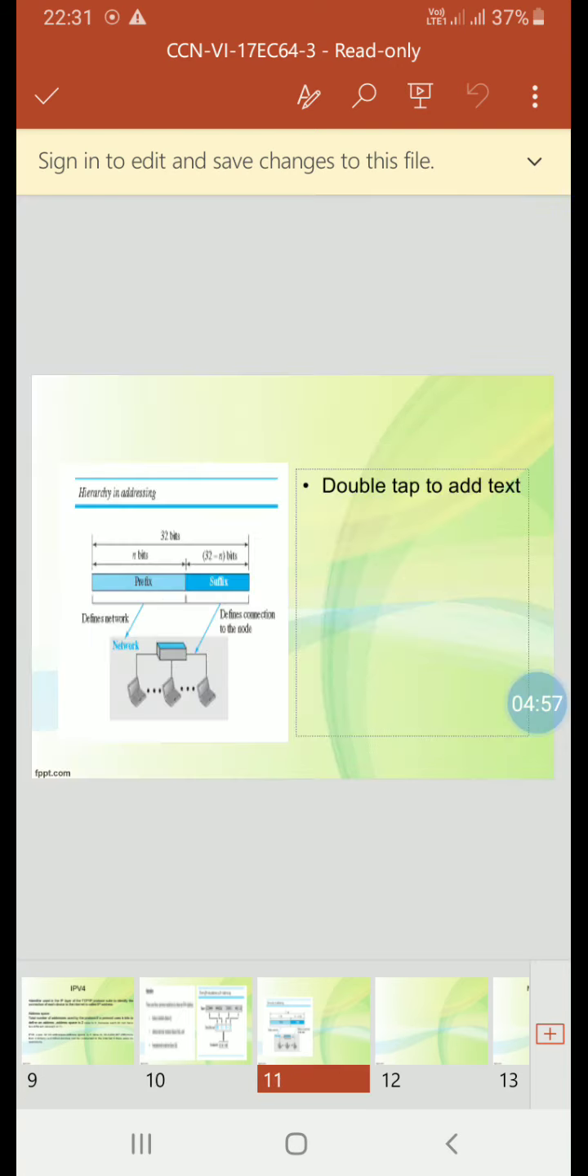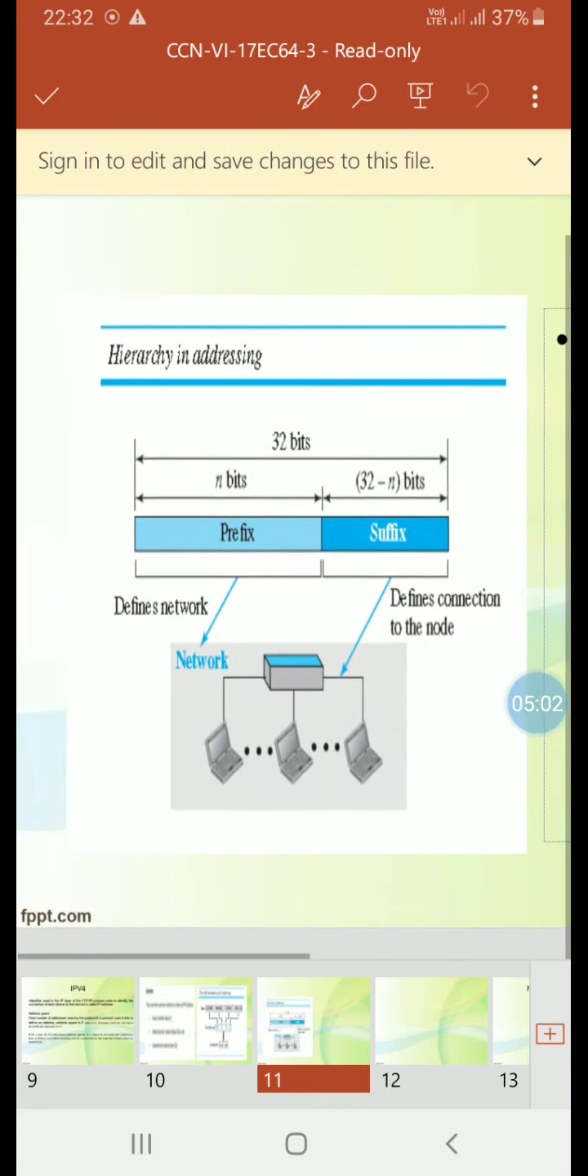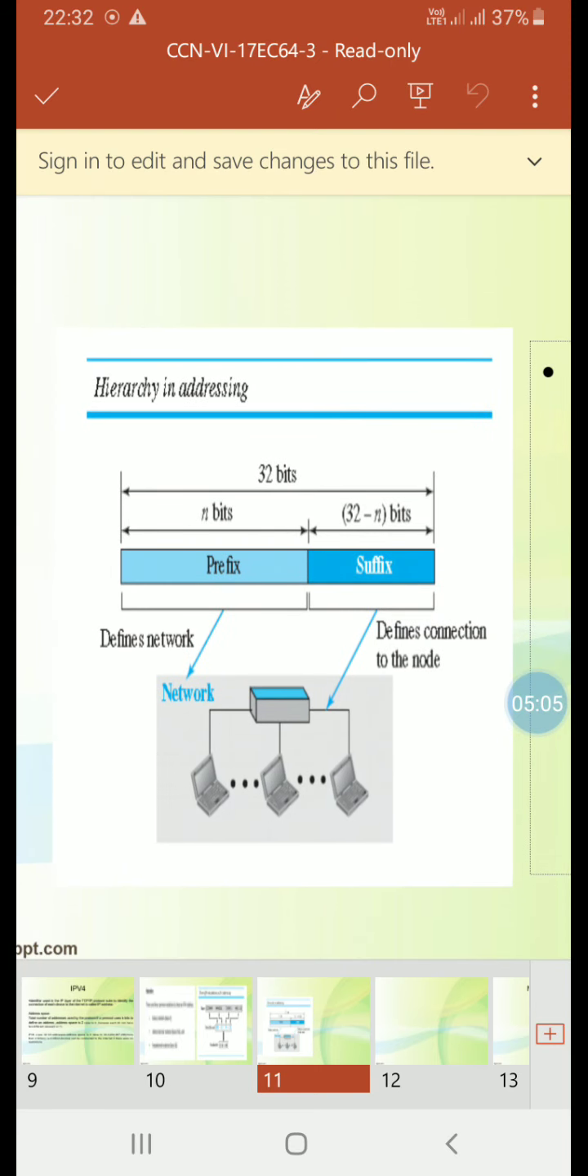Next we'll see about hierarchy in addressing. In any communication network that involves a delivery process, such as a telephone network or a postal network, the address system is hierarchical. A postal address includes country, state, city, street, house number and the name of the mail recipient. Similarly, a telephone number is divided into the country code, area code, local exchange and connection.